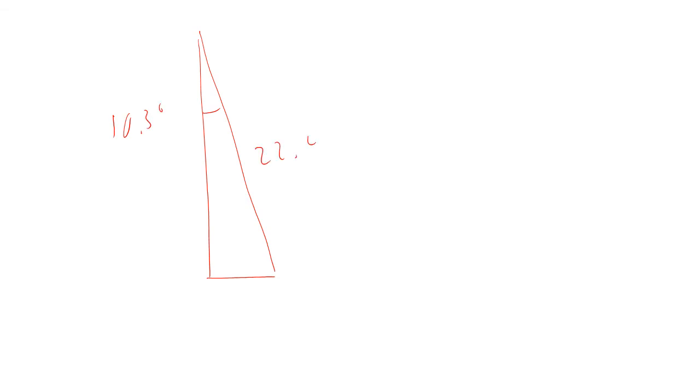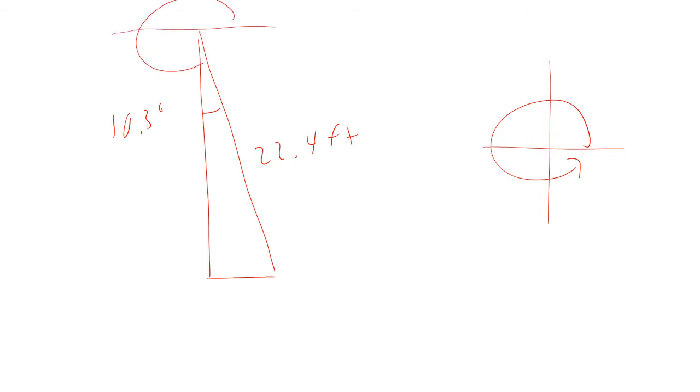This was 22.4 feet. How do we describe that? Now there are several ways of doing that. In math classes, you almost always measure this way for an angle. So that means that you would measure all the way around like that. So you could say this is 22.4 feet at an angle of 280.3 degrees. That's how you'd write it in math.